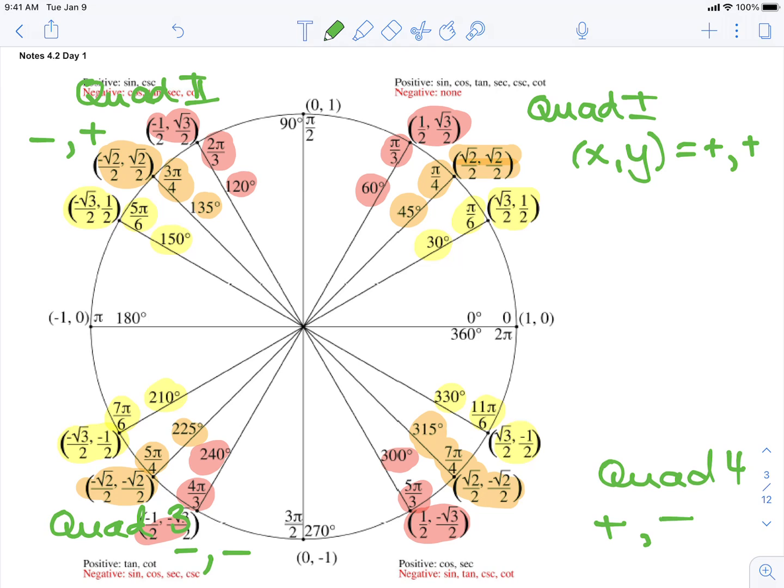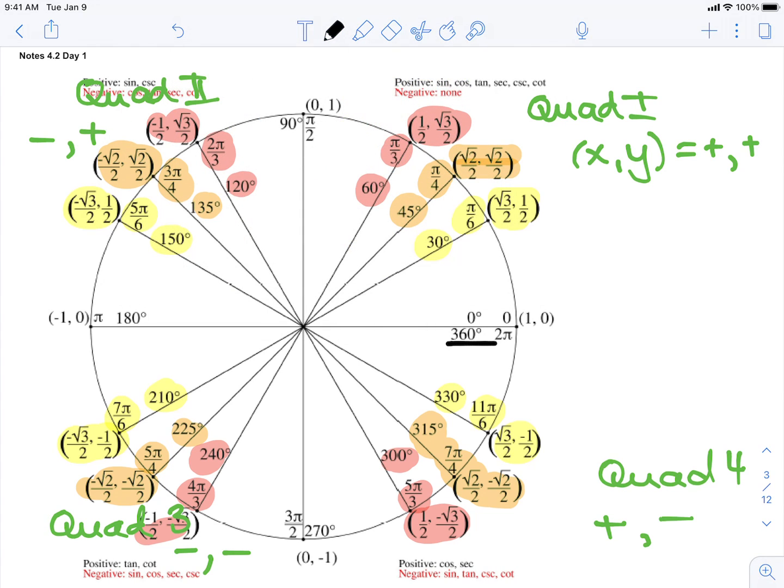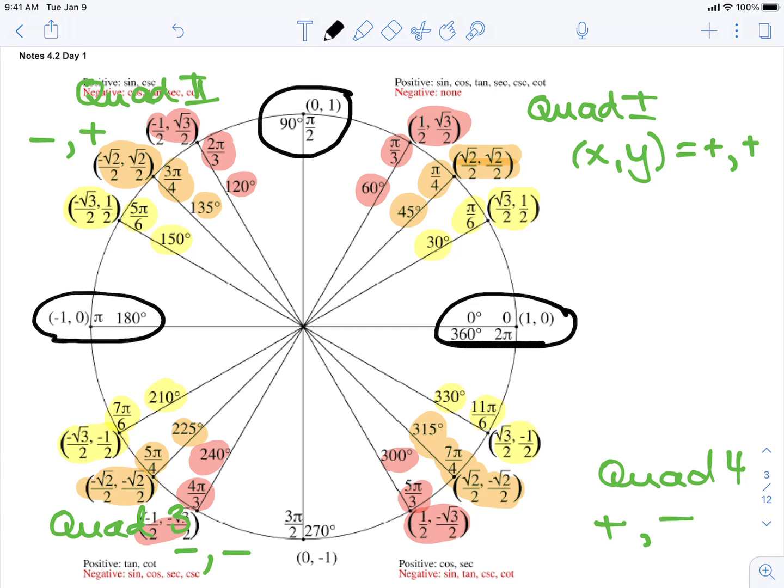Now notice the ordered pairs on the quadrants. So here is 0 degrees, or 2 pi, or 360 degrees. It has the ordered pair over 1 up 0. 90 degrees, or pi over 2, has the ordered pair over 0 up 1. And then our last two. So on the quadrants, those are our ordered pairs and our angle measures.